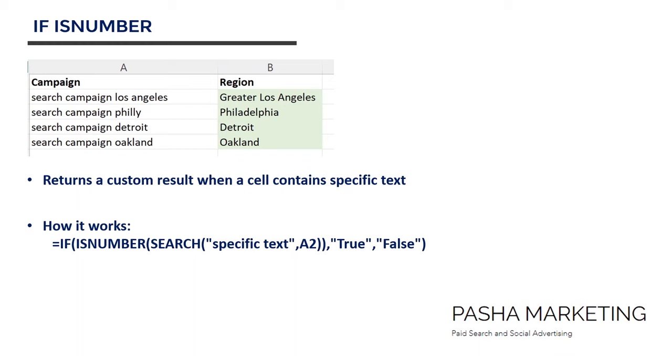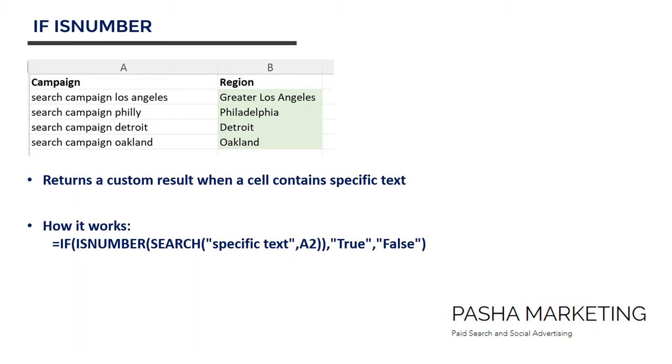The ISNUMBER formula with IF checks whether a specific text exists in a cell and then returns that text with a value that you define in a new column. As an example, in this screenshot, I have a column that includes my campaign names. I have added a new column named region that returns a value based on city names used in the campaign cells. The first campaign is search campaign Los Angeles, and my formula returns greater Los Angeles in column B because of the Los Angeles text in column A.